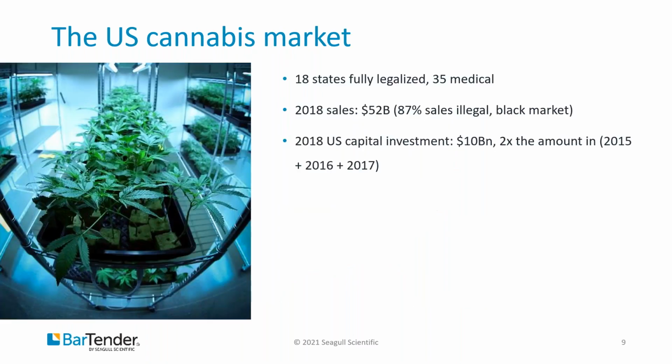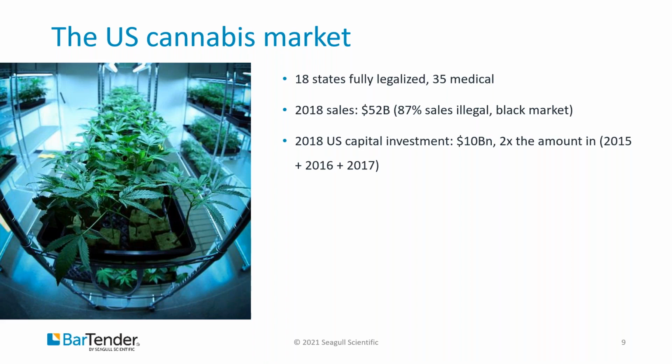So what does the cannabis market look like today? We've got 18 states fully legalized, 35 for medical. In 2018, the sales of cannabis were $52 billion US dollars. Interesting that 87% of those sales were illegal. This is something that's been an eye-opener in the Canada cannabis market. They expected that once you could get cannabis from the government and it was safe and legal to buy, there would be just a minuscule amount of sales going on the black market.